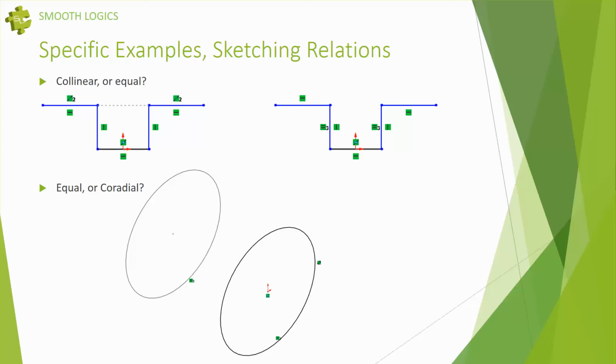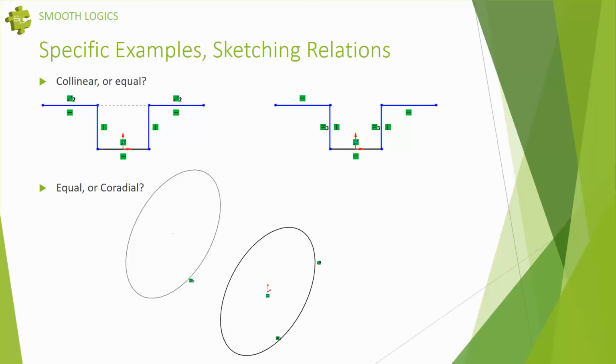So second one here, should this be equal or co-radial? Right? Now, if the requirement is the circle is always the same diameter, but it could move around, equal. If the requirement is the circle is always the same diameter and it's exactly in axial alignment, then what would it be? Co-radial. Trick question. Convert entities. But yes, co-radial based on what is on the screen.